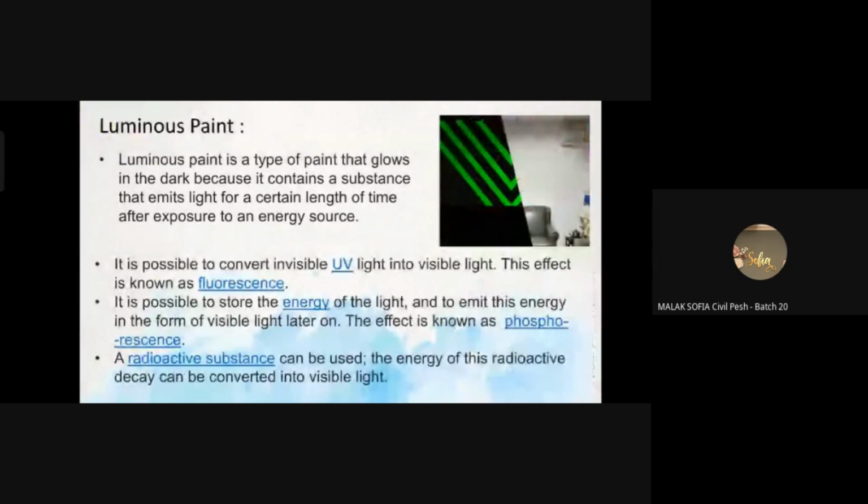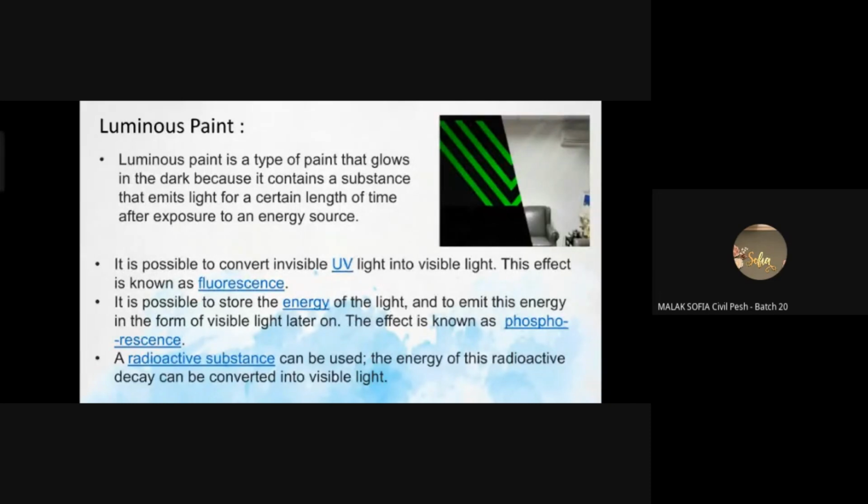Next, we have the luminous paint. Luminous paint is a special type of paint. It glows in the dark. The luminous paint contains a special material which has the property of glowing once it is exposed to an energy source for a short period of time. Luminous paints are mostly used to mark fire exits, roadway signs, runways, and they are also used in the hands of a wristwatch. The luminosity or glowing effect can be achieved by three methods.